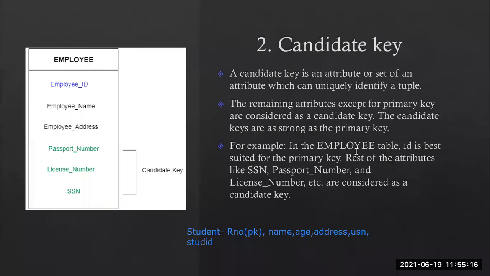For example, in the employee table, ID is best suited for the primary key. It is perfect in your company. The rest of the attributes like social security number, passport number, and license number are to be considered as candidate keys here. I hope you have got now what a candidate key is. Like you can say, alternate for primary key. That is also a perfect answer here.